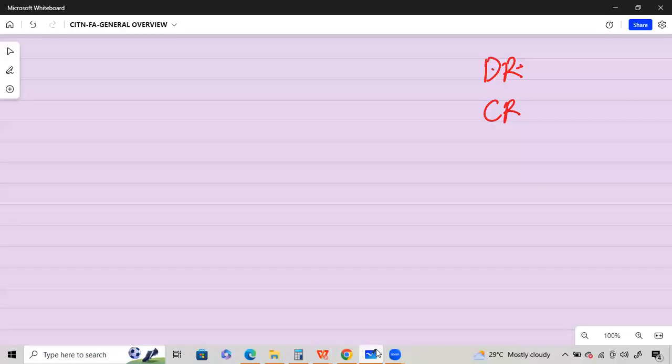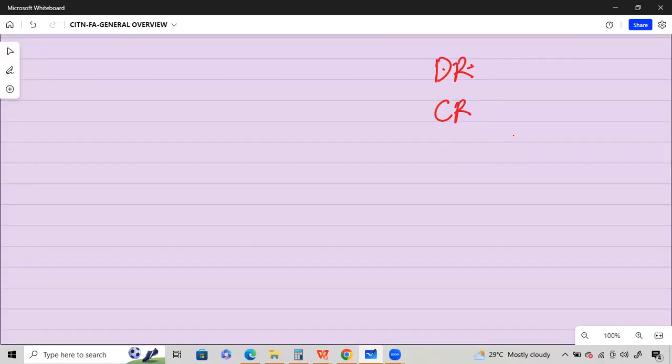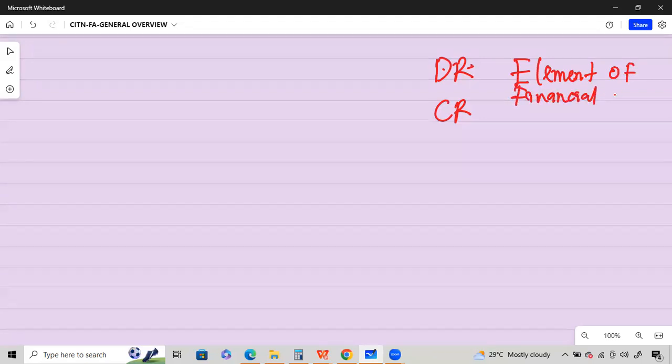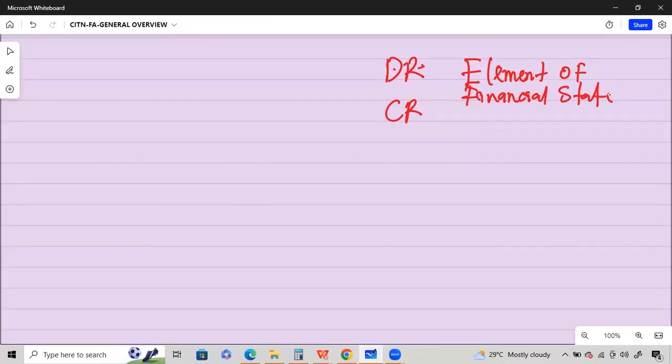So I'm saying there's a duality concept. There's a debit and there's a credit. And every accounting transaction can be divided into five. That's why in accounting we have what we call the elements of financial statement. Meaning the items that you can see in the financial statement can now be divided into five.